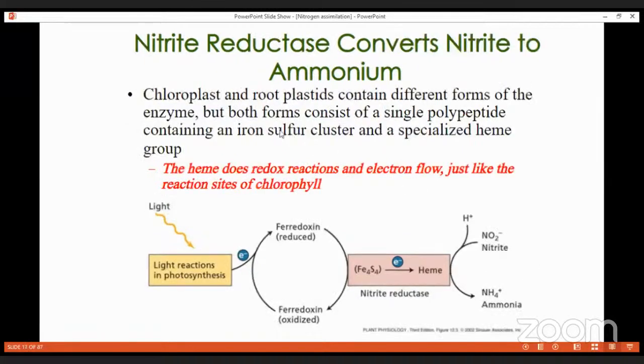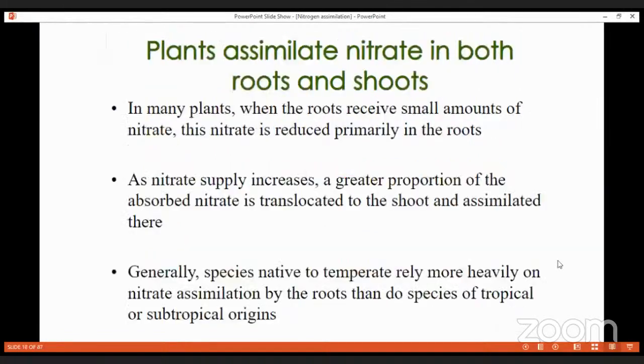So the chloroplast and root plastids, as I have discussed, in the cytoplasm, it is transferring into the chloroplast, and in the root system in different plastids, they contain different forms of enzymes, but both forms consist of a single polypeptide, which contains basically an iron sulfur unit, which is present as a cluster of four, so that you can see in the picture, Fe4S4, which donates the electron. Okay, so that's why the reduction is happening. So this process requires light, from the light reactions in photosynthesis, where the electron is transferred to the ferredoxin, and it is converted into the oxidized form, because it is donating the electron to the nitrite reductase heme group. Okay, so this is the basic process.